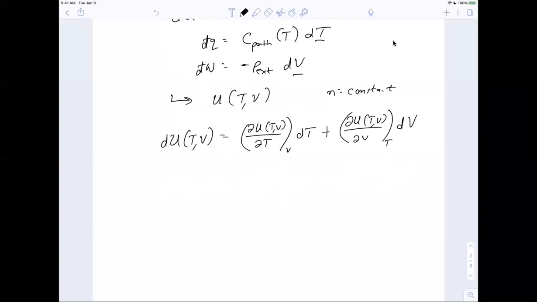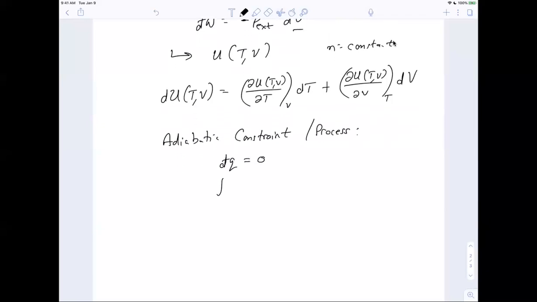Okay, so we looked at the case where you have an isolated system, and we looked at the case where we have an adiabatic system. And I just want to remind you that if we have an adiabatic constraint or an adiabatic process, this just means that dq is going to be 0. And if we integrate over the whole process, which is just going to give us Q for that process, that will be 0. There's no heat interaction in an adiabatic process.